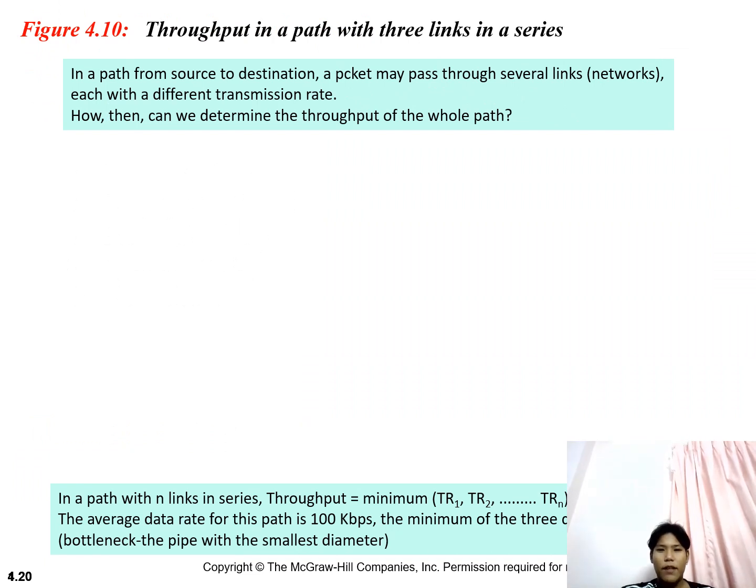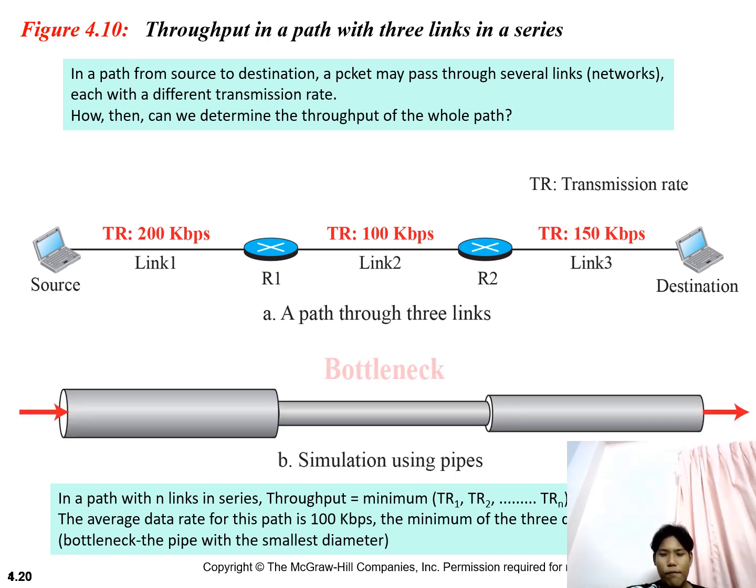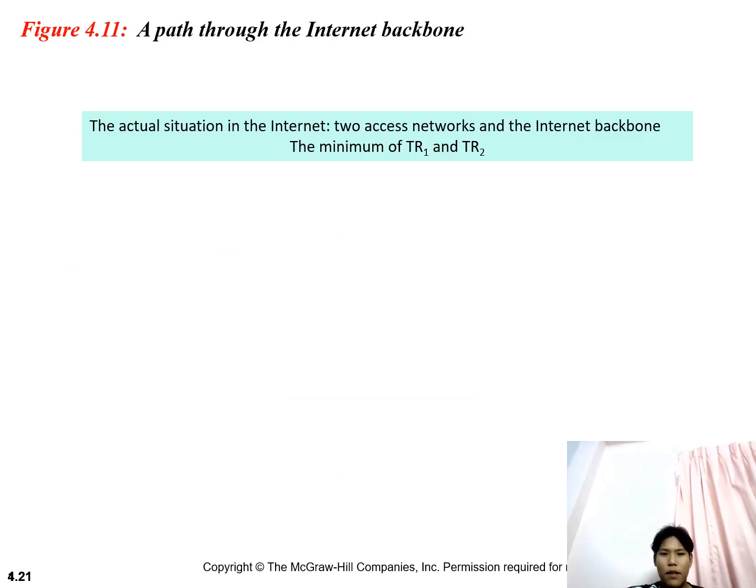Throughput in a path with three links in a series. In a path from source to destination, a packet may pass through several links or networks, each with a different transmission rate. How then can we determine the throughput of the whole path? This is the bottleneck, a path through the internet backbone. The actual situation in the internet, through access networks and the internet backbone, is the minimum of TR1 and TR2.